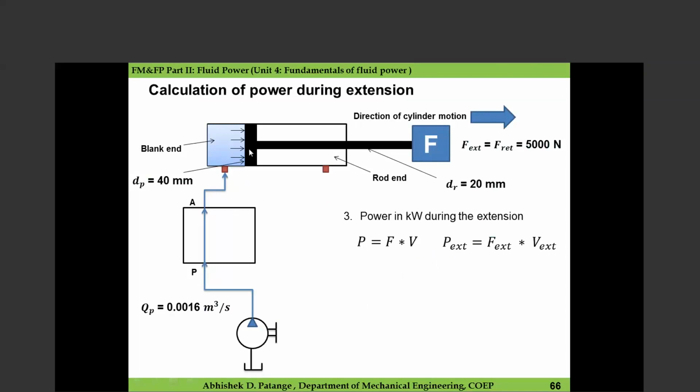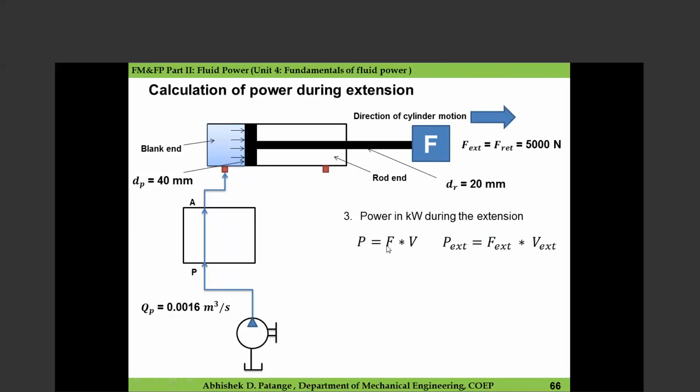As we know, the power required for extension depends on the load which is to be extended for the forward stroke, and on the velocity at which the load has to be extended. So this velocity of extension and force of extension will give you power of extension.